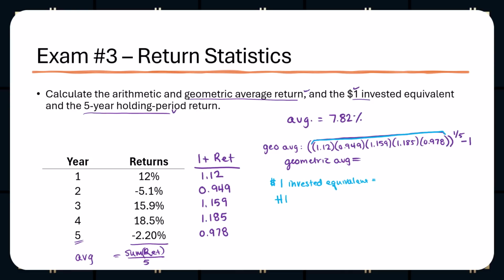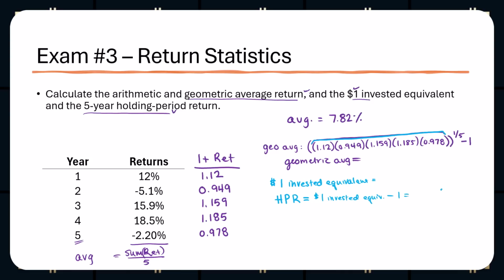Next up, we also can use this to find the HPR. The HPR is simply the dollar invested equivalent minus 1. HPR stands for the entire 5-year holding period return. It's not looking at what your average return is in a given year. It's saying what was your total return that you observed over the entire investment horizon. So we take that dollar invested equivalent and we simply subtract 1.